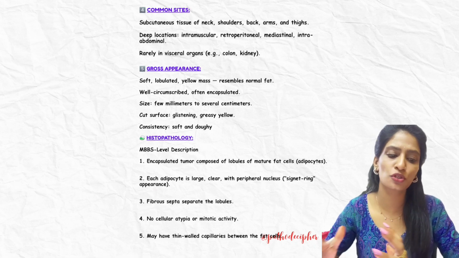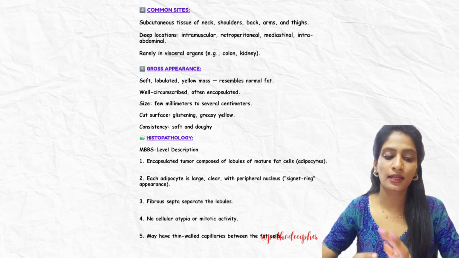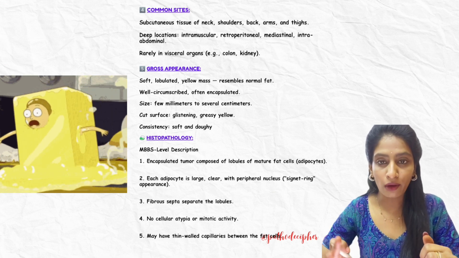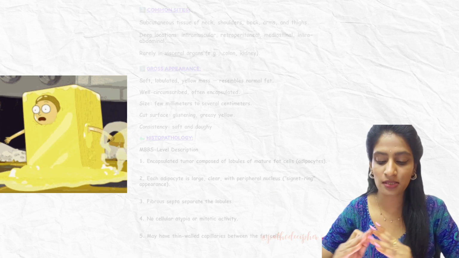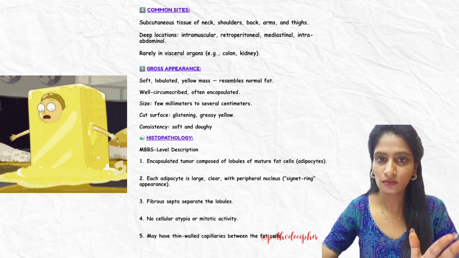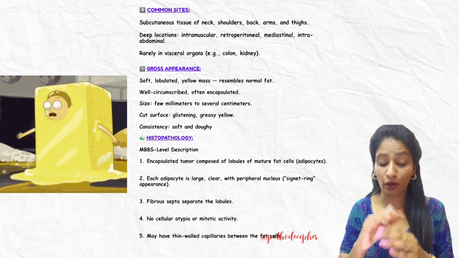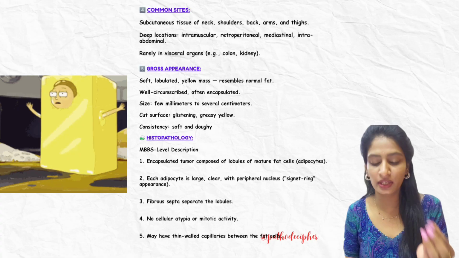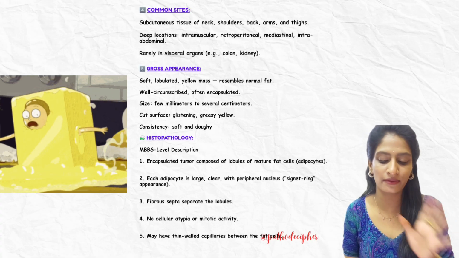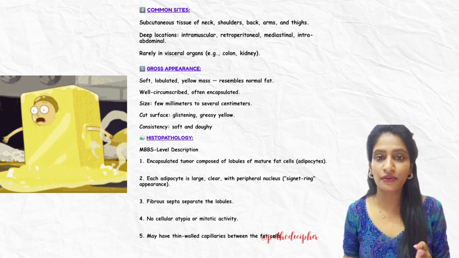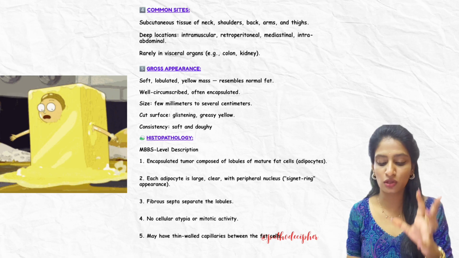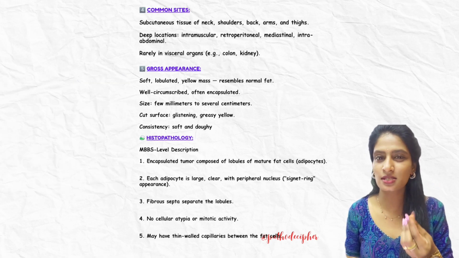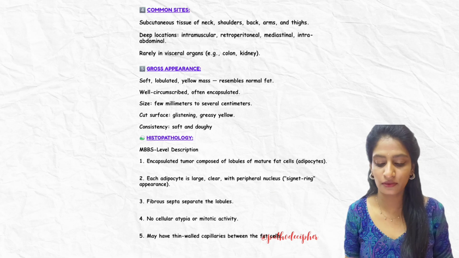So grossly, how does the tumor appear? It's like mini butter blobs, just like that. It will be a soft, lobulated, yellow mass which resembles normal fat. It's often well circumscribed and encapsulated. The size will vary from a few millimeters to several centimeters. The cut surface will be like butter, soft, glistening and greasy yellow. Its consistency is like a doughy feel.